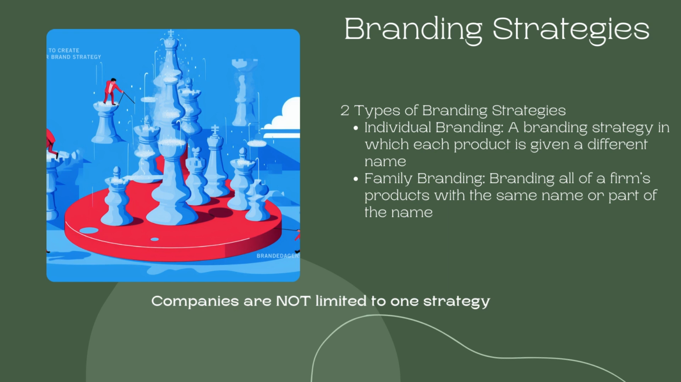A great example of this would be Pepperidge Farm. If you've ever had their bread, it's very good. And if you like their bread, there is a good chance you'll buy a different type of bread with the same company name on it. But it's very imperative to remember that companies are not limited to just one strategy, they can choose multiple.